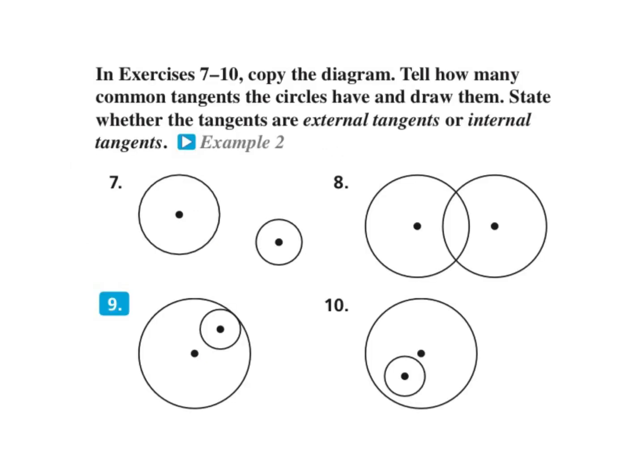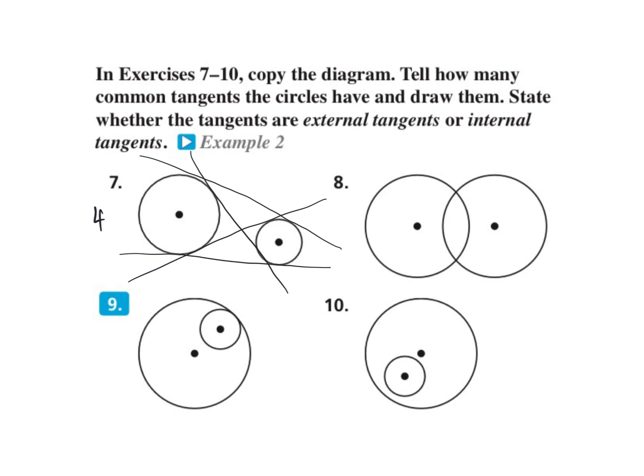Copy the diagram, tell how many common tangents the circles have, and draw them. Okay, so a common tangent would be that one right there. Another one on the other side. One that goes in between them that hits at tangent points on each circle, and another in between. So there are four common tangents: two external and two internal.